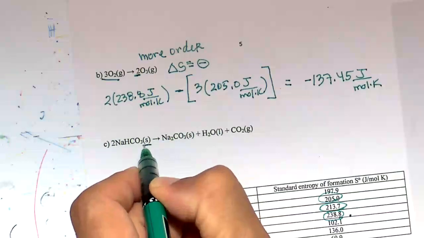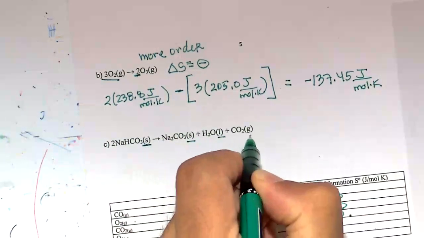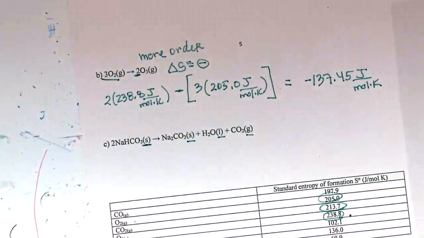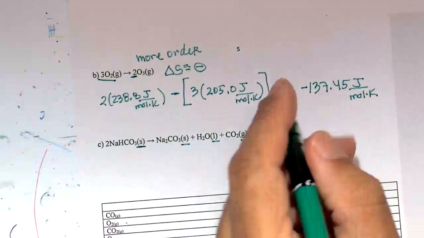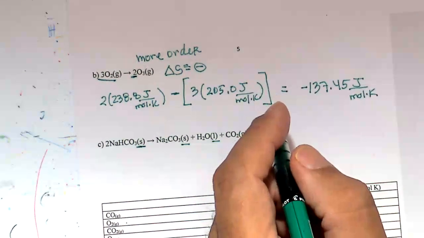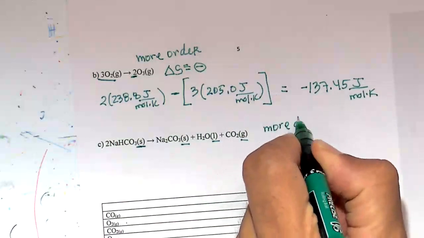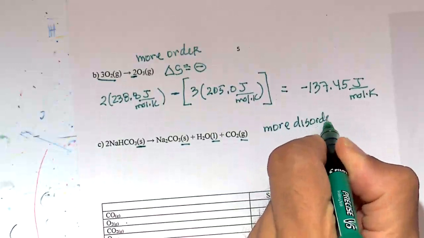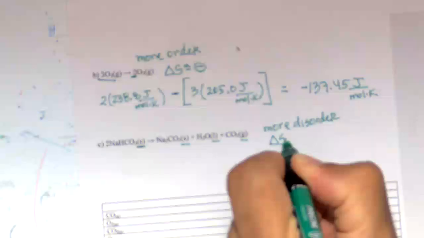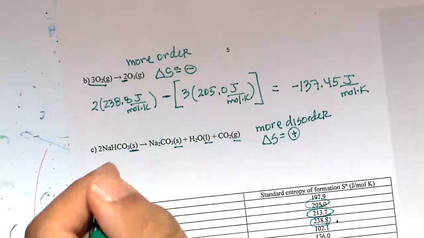All right, how about this one here? We have a solid going to a solid, liquid, and gas. Is that more order or more disorder? More disorder is the right answer. So what will that make our delta S? It will make our delta S positive.